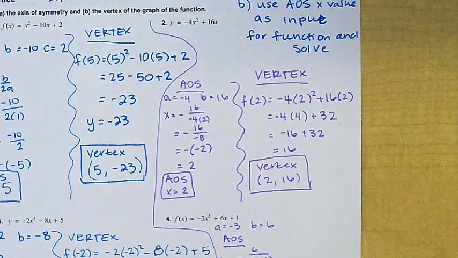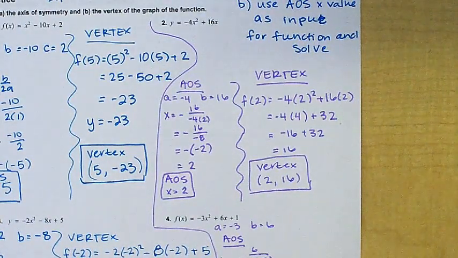Okay, welcome back. So for number 2, we found our AOS. Our A value is negative 4, our B value is 16. When we plug all of those in, that gives us x equals 2. And when we plug that 2 into our function, that gives us a vertex of 2, 16.